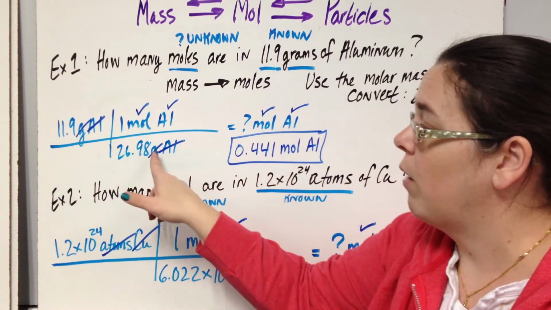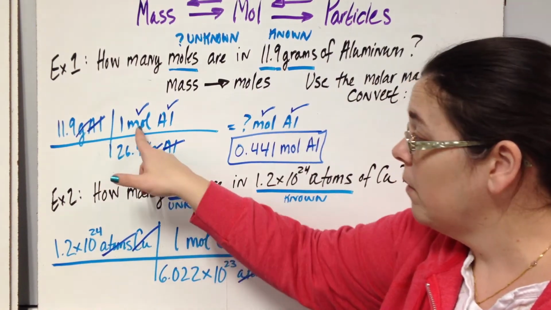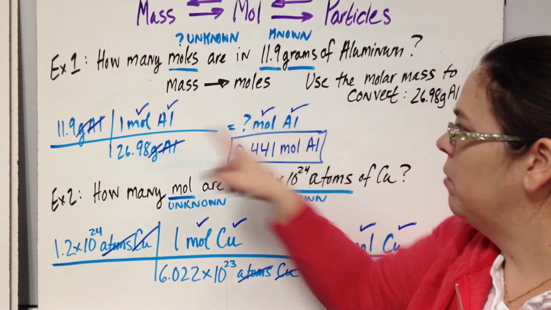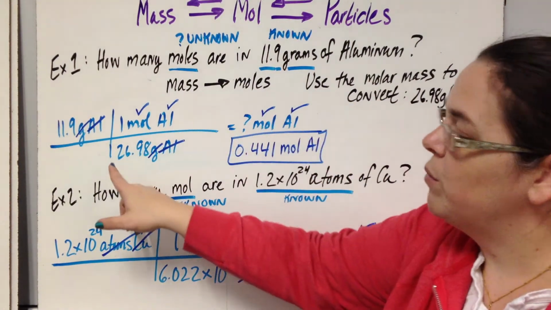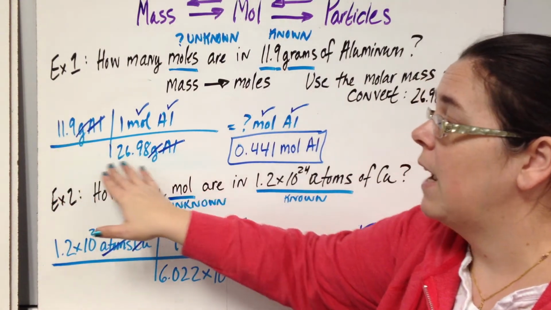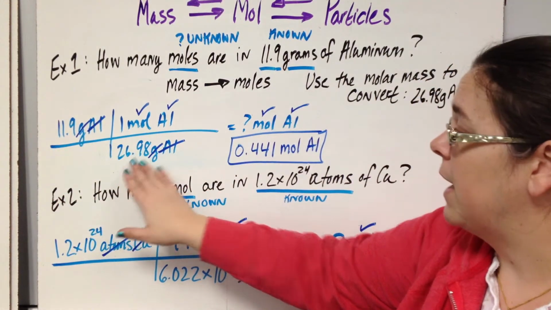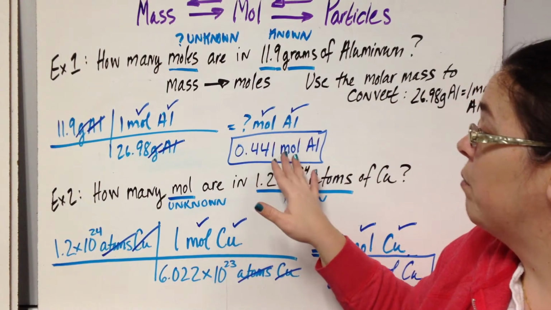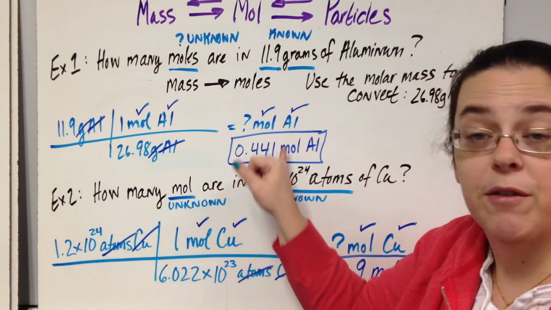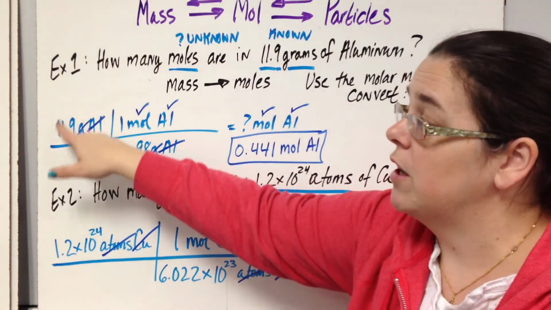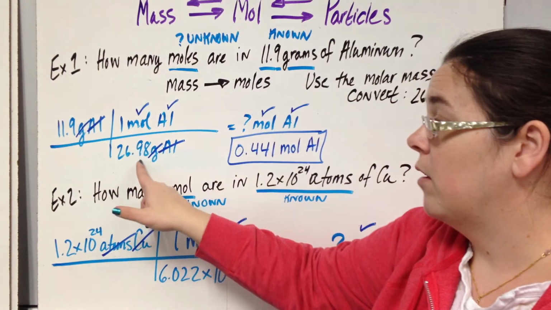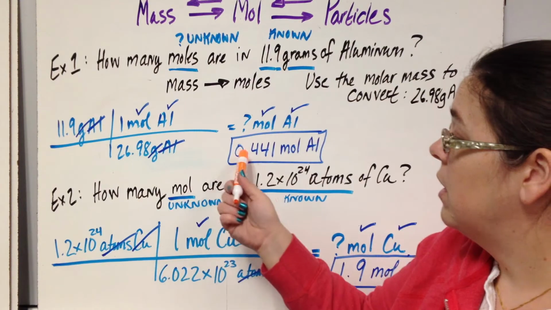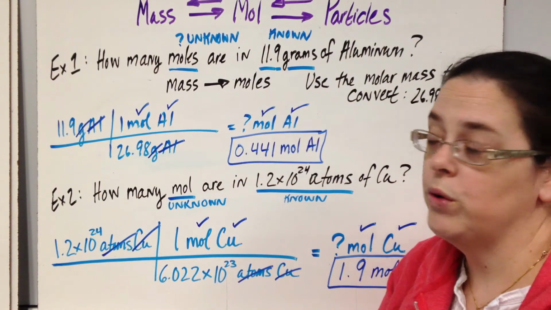And then we can cancel grams, we can cancel aluminum, and we're left with moles of aluminum. We come over here and we see that we want moles of aluminum, so we check that off, and then we solve. So we take 11.9 and we divide by 26.98, and you come up with the answer of 0.441 moles of aluminum. And you have to have 3 significant figures because your starting number has 3, and that is the smallest number of significant figures that you have. So our answer is 0.441 moles of aluminum.